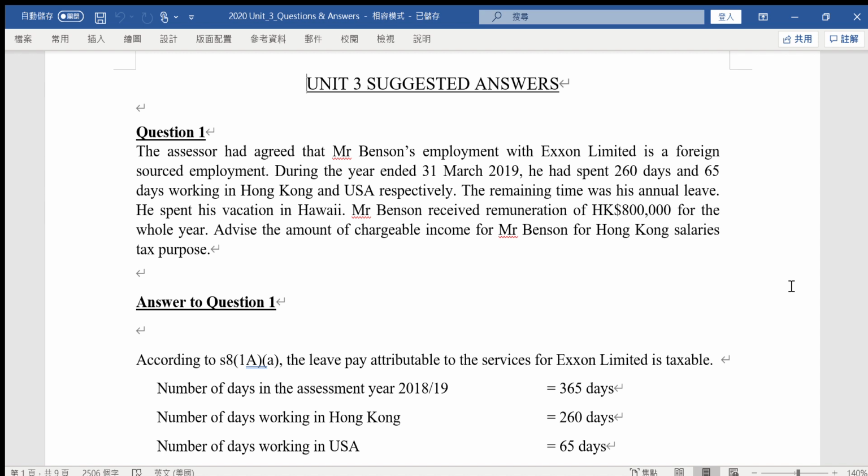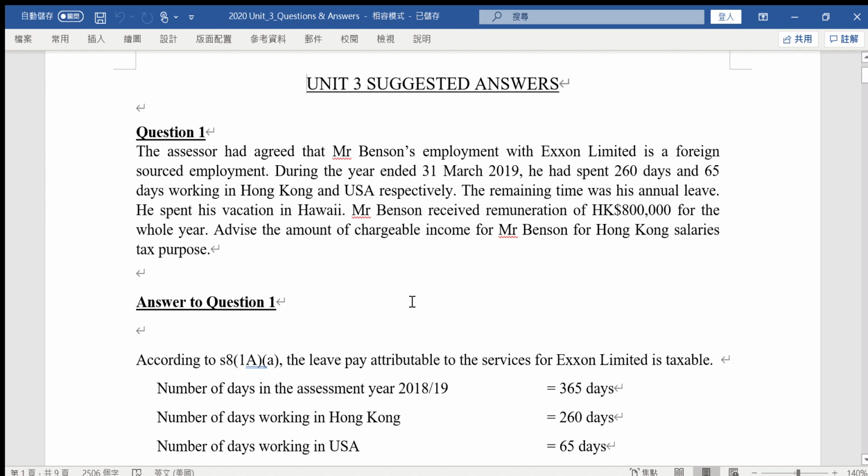Okay, for this unit, we have four questions. You have already done questions 3 and 4. Now we look at questions 1 and 2 first, and then we'll go to questions 3 and 4.